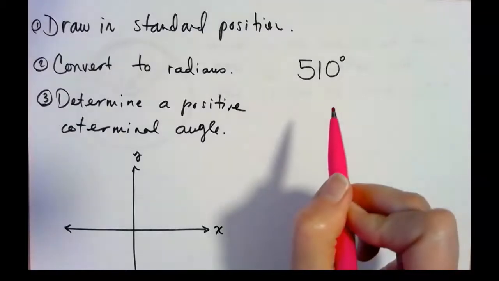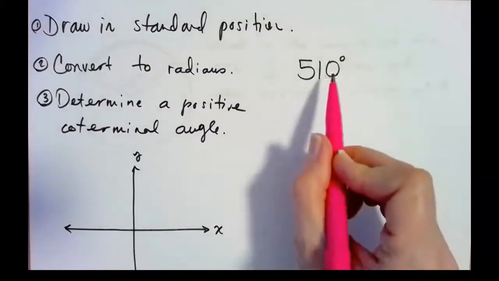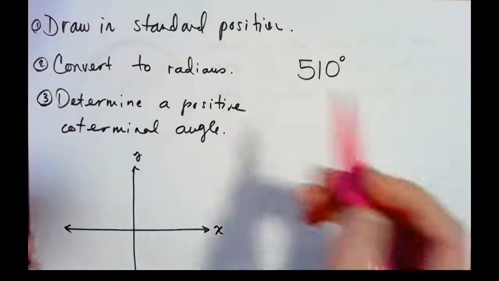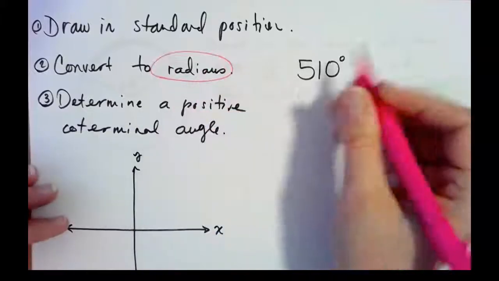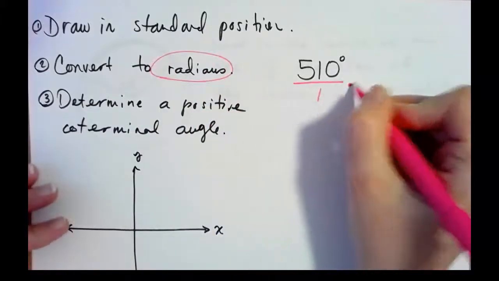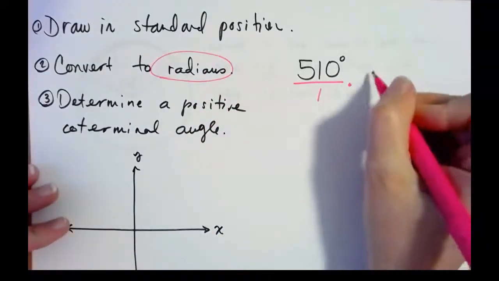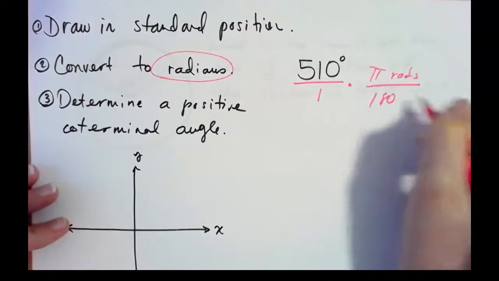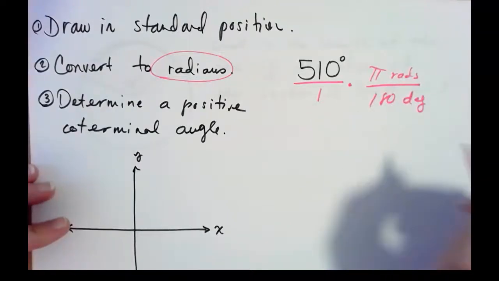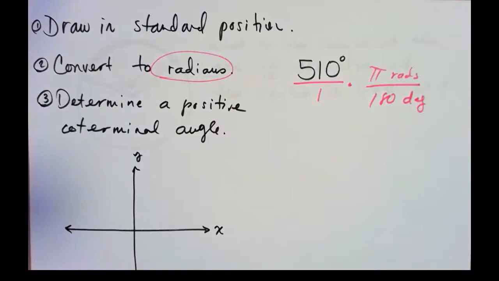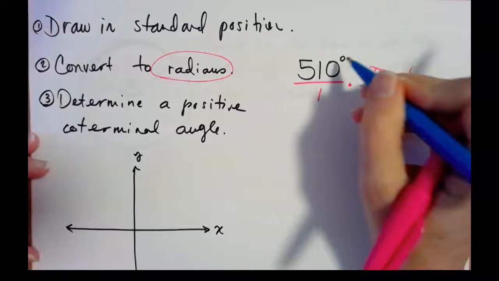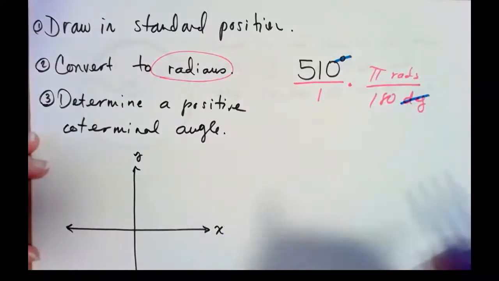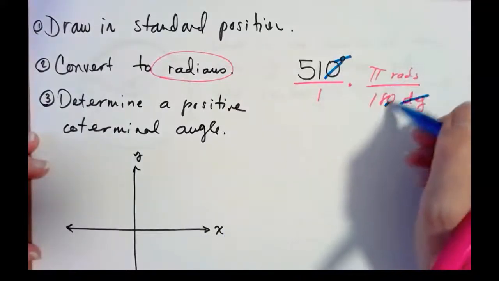So if we start with 510, this is in terms of degrees. We want to change to radians. So the unit multiplier that we will use to change to radians is pi radians over 180 degrees. This is our unit multiplier, and obviously we can use the reciprocal of it to go from radians to degrees. We're going to cancel the degrees. We're also going to cancel the zeros.